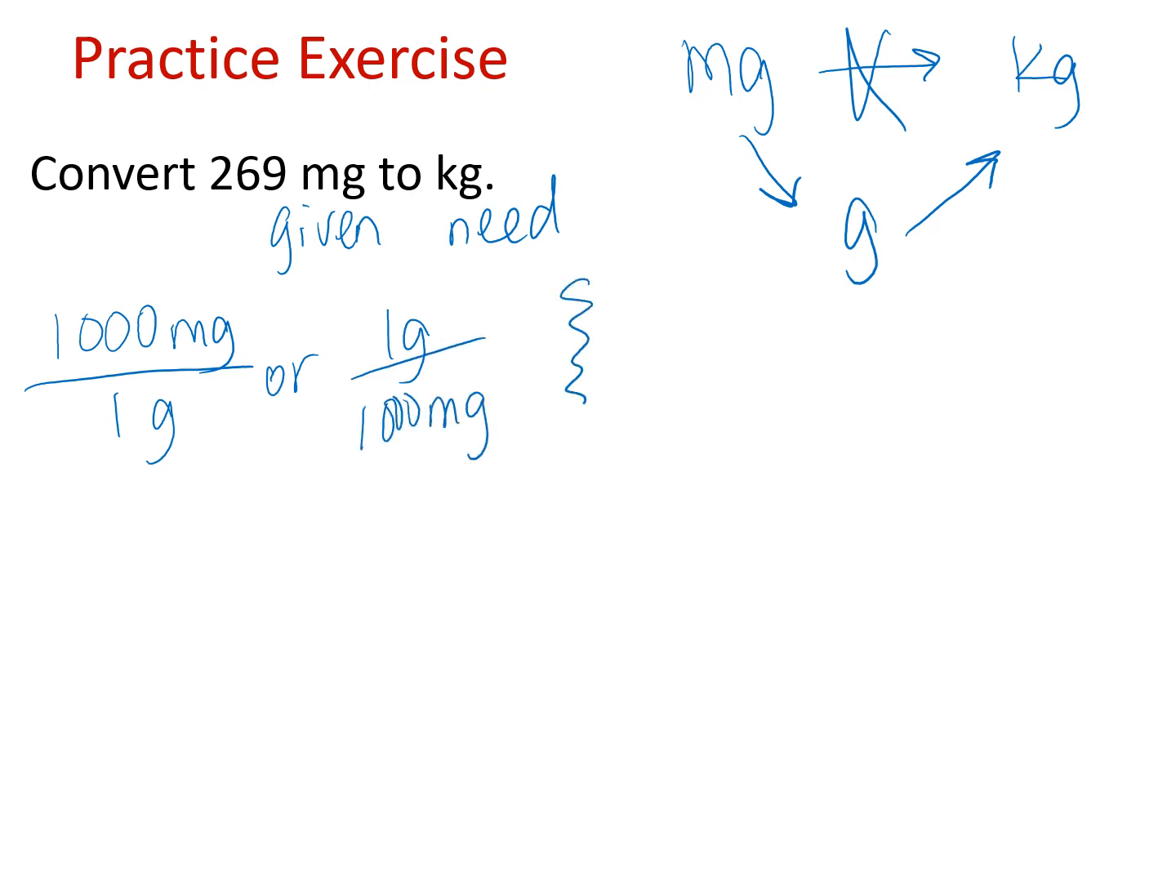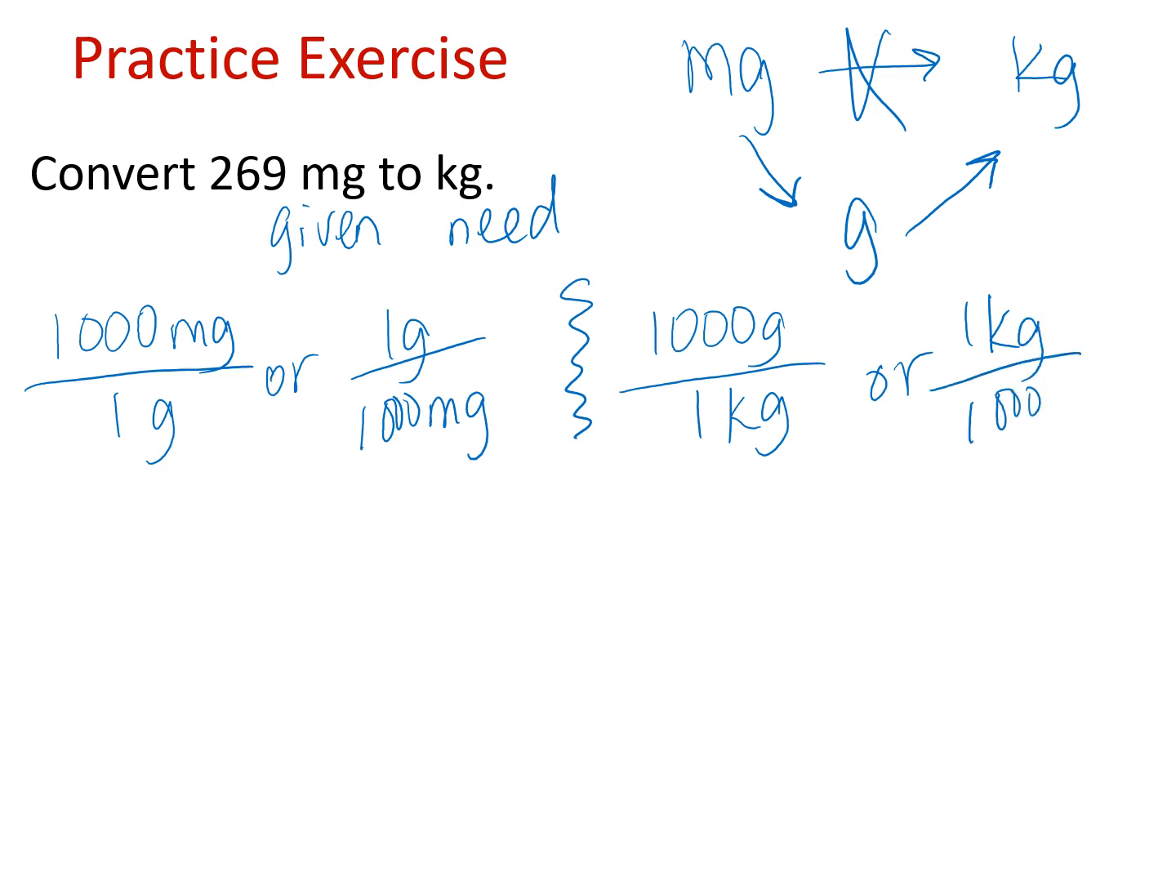Then you have the second part, gram to kilogram. Kilogram is the larger one, so it's going to take 1,000 of the smaller, which in this case is the gram, to make up one of the larger, which is the kilogram. Or I could have flipped it the other way. 1 kilogram for every 1,000 grams.